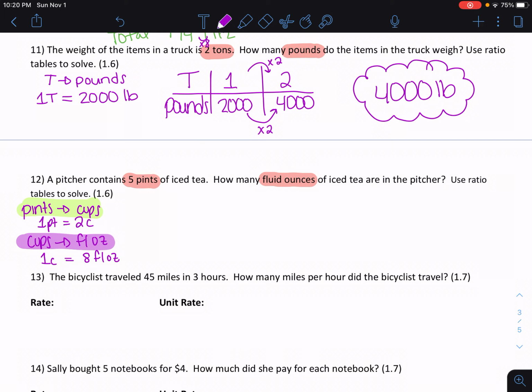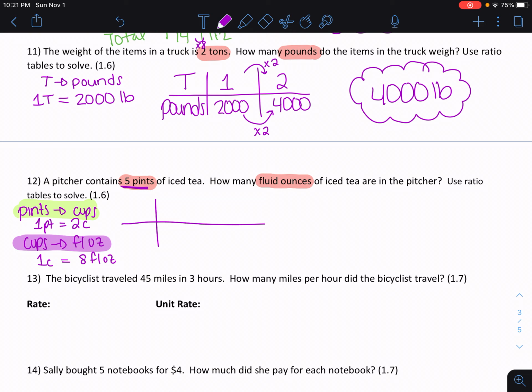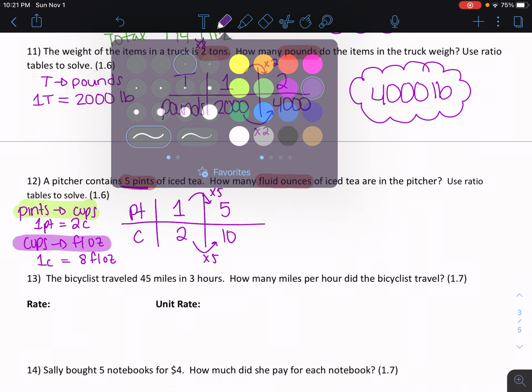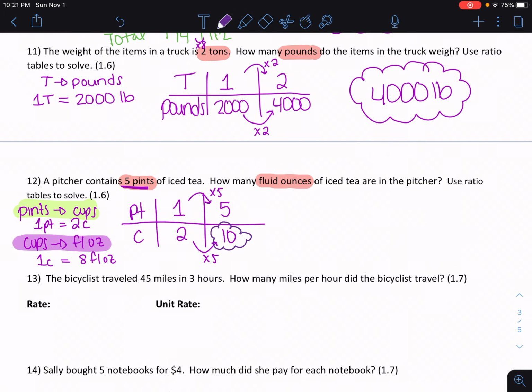I'm going to start with pints to cups because they gave me pints. So to go from pints to cups, I'm going to have pints and cups in no particular order. In 1 pint, there are 2 cups, and they gave me 5 pints. To get from 1 to 5, I multiply by 5. So 2 times 5 is 10. This number is the one that's going to go in my next table. So this one, when I make my next table, I'm going from cups to fluid ounces. This is the one that's going to go under the number of cups.